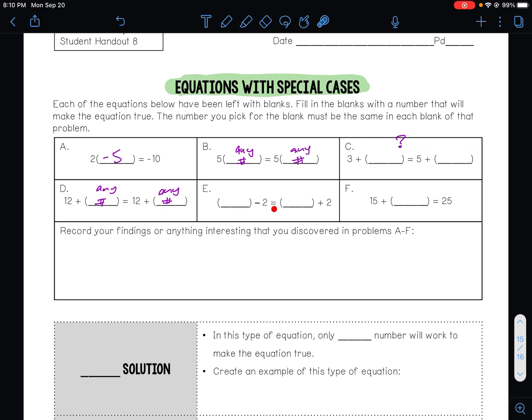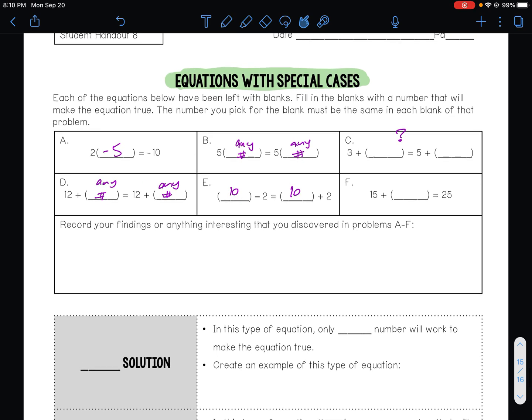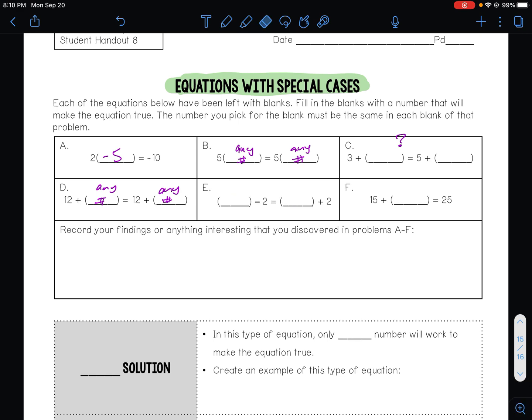For E, something minus 2 equals something plus 2. Is there any number I can stick in there? You probably already figured it out. There's nothing you can stick in there, because if I stuck 10 in there, 10 minus 2 is 8, 10 plus 2 is 12. If I stuck in 0, 0 minus 2 is -2, 0 plus 2 is +2. That's not equal, so really, question mark.